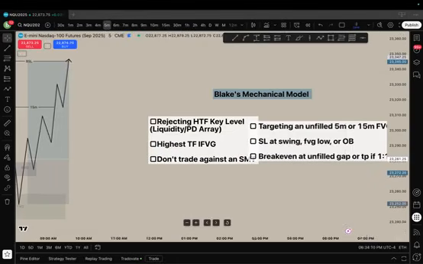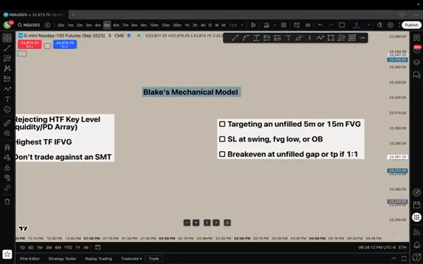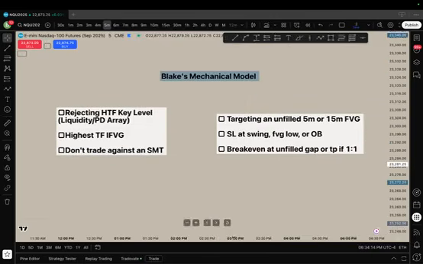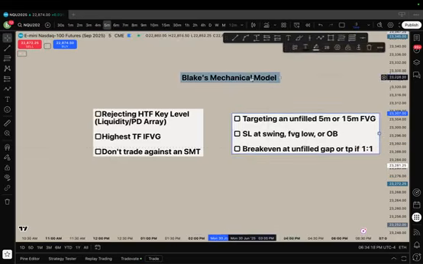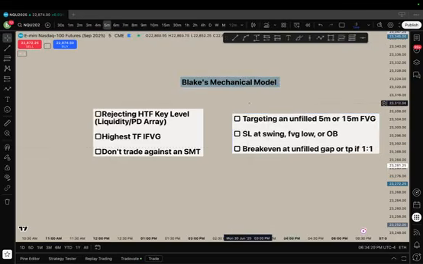Cool. Next up, I have don't trade against an SMT, okay? I see this really lowers the win rate a lot when you are trading against an SMT, especially because the Mech model can have a lot of reversals happening, so it is a little bit sus.